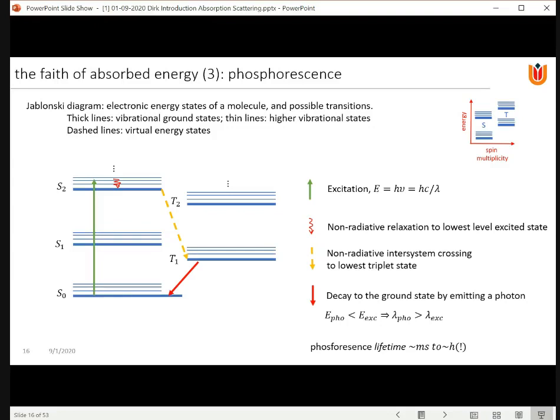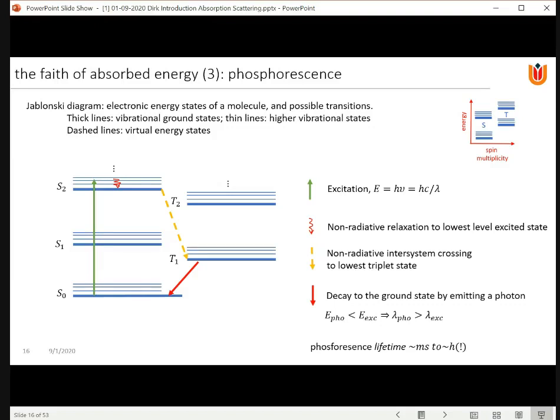So the energy of the molecule is basically transferred without radiation, so without emitting a photon, to another state of the molecule. And so from that, it can then again decay to the S0 state, and then it emits a photon again.